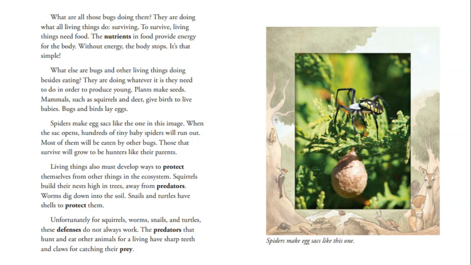Living things also must develop ways to protect themselves from other things in the ecosystem. Squirrels build their nests high in trees away from predators. Worms dig down into the soil. Snails and turtles have shells to protect them. Unfortunately for squirrels, worms, snails, and turtles, these defenses do not always work. The predators that hunt and eat other animals for a living have sharp teeth and claws for catching their prey.